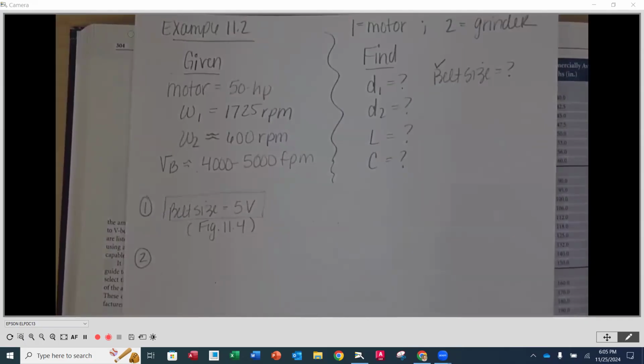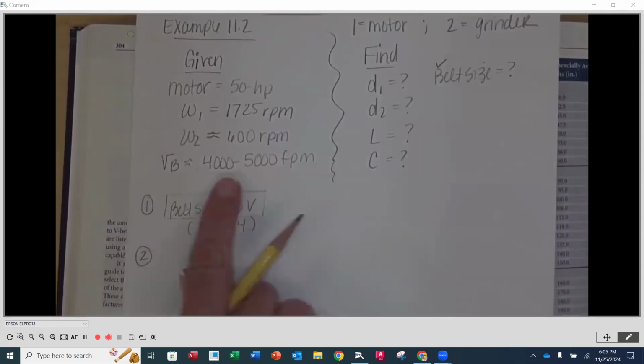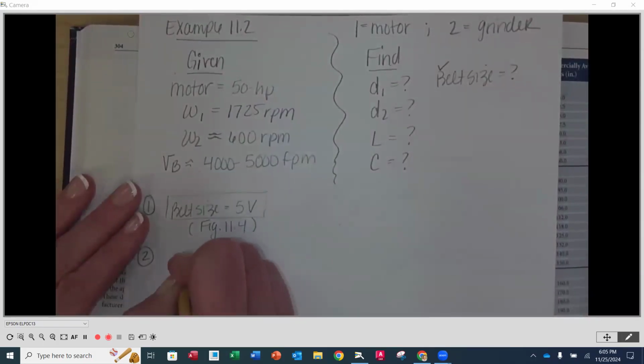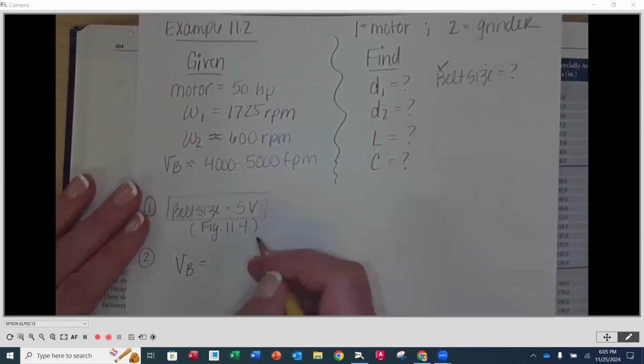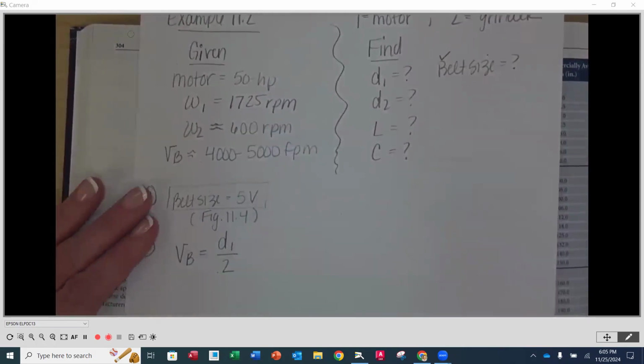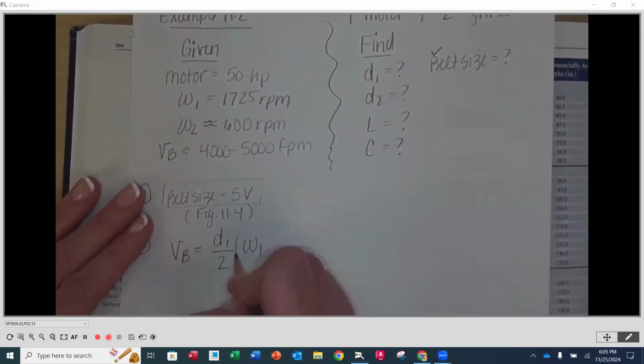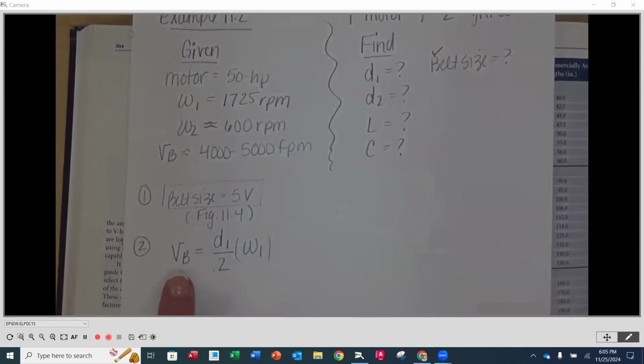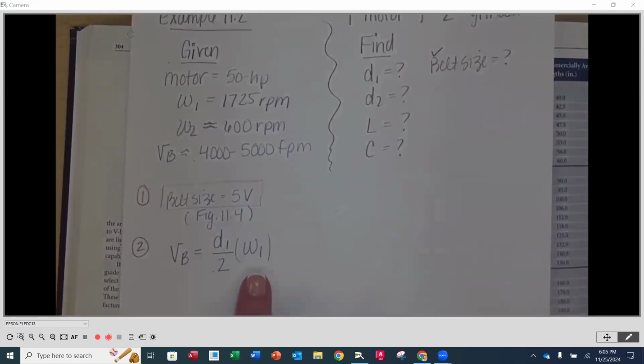So to determine one of the diameters using this condition and our angular velocity, we can use that belt speed is equal to diameter divided by 2, this is our radius, times W1. So this is going to be off of our motor. Now we know what our belt speed is going to be. We have a range, so we'll pick a number from there. We also know what the angular velocity is of our motor.